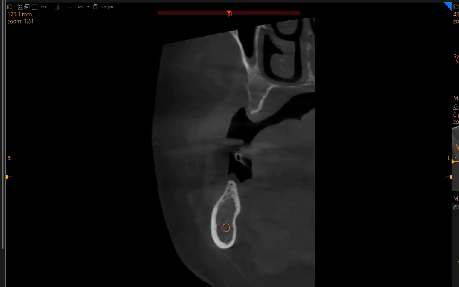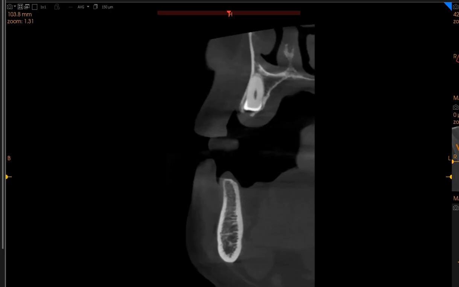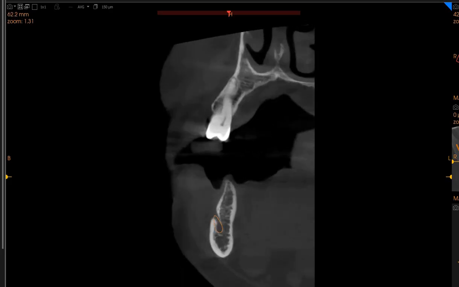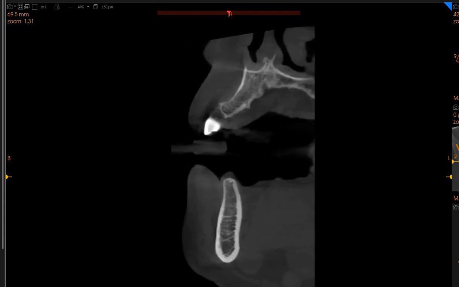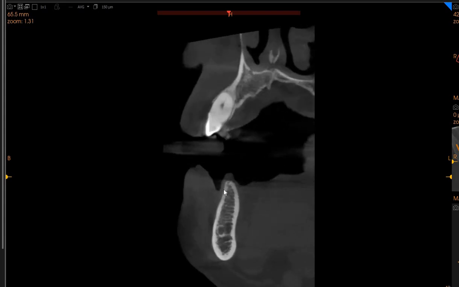The lower left quadrant, we've got a mesially tilted 7, an extremely thin ridge here. It will need to be augmented prior to any kind of implant placement. Moving to the lower right quadrant, again we've got a certain area where one implant might be possible to place.